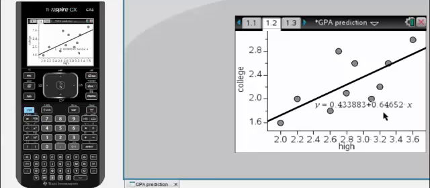On the AP exam, we're not going to actually be talking specifically about what you should round to, but maybe the thousandths place or the hundredths place would be a good way to round. But for this, I'm just going to use the whole entire thing. I'm not going to round anything right now. So this gives us our regression line.